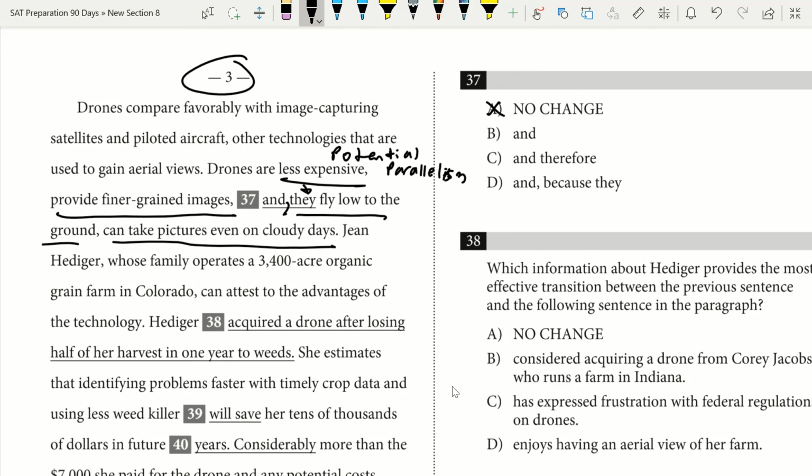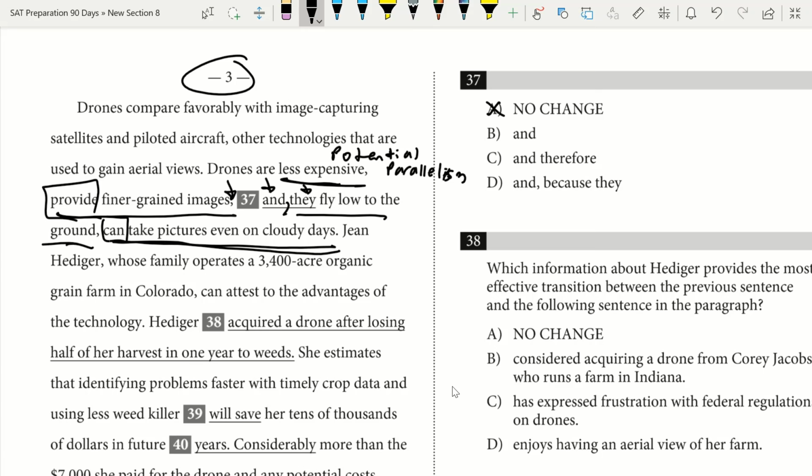But the reason I know I have to have a comma after "and" is because when I see I have a comma here and an "and" here, my next term has to be, unless I have a non-essential phrase, something that's parallel to "less expensive" and "providing finer-grained details," right? So "provide" here is a present tense verb. "Can" is my present tense verb here. "Can" is going to be my last term.